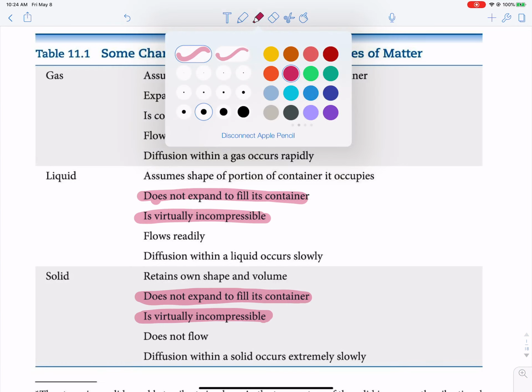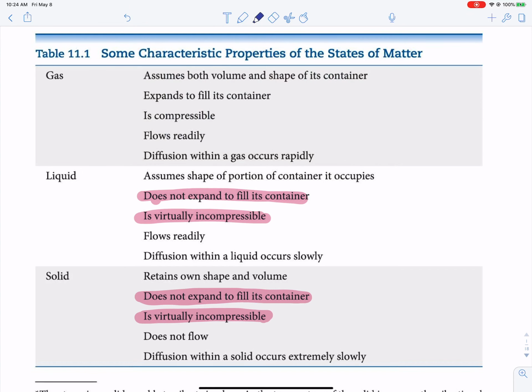And then if we look at gases and liquids, what they have in common is that gases and liquids both flow readily. If you pour out a gas, it's weird because we don't see that because we can't really see gases, but they do pour and flow the same way that a liquid does. Okay, so these are just some of the properties of the different states of matter.